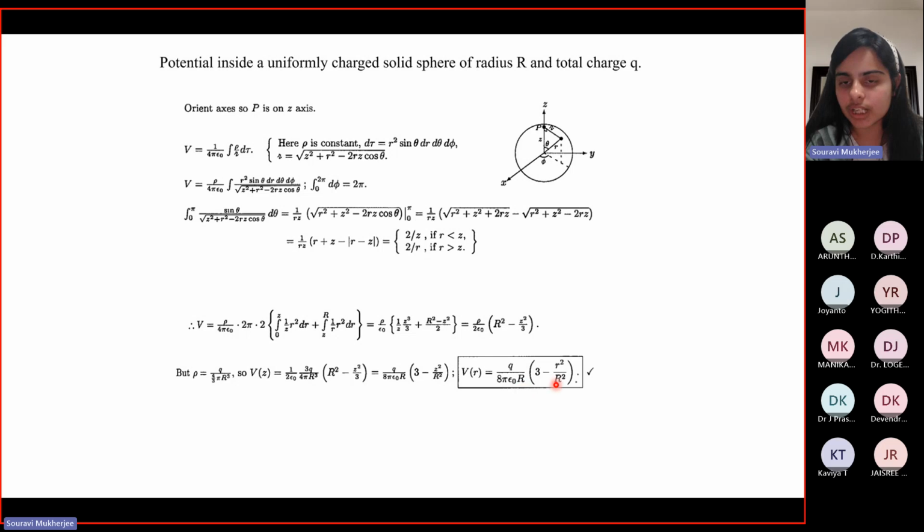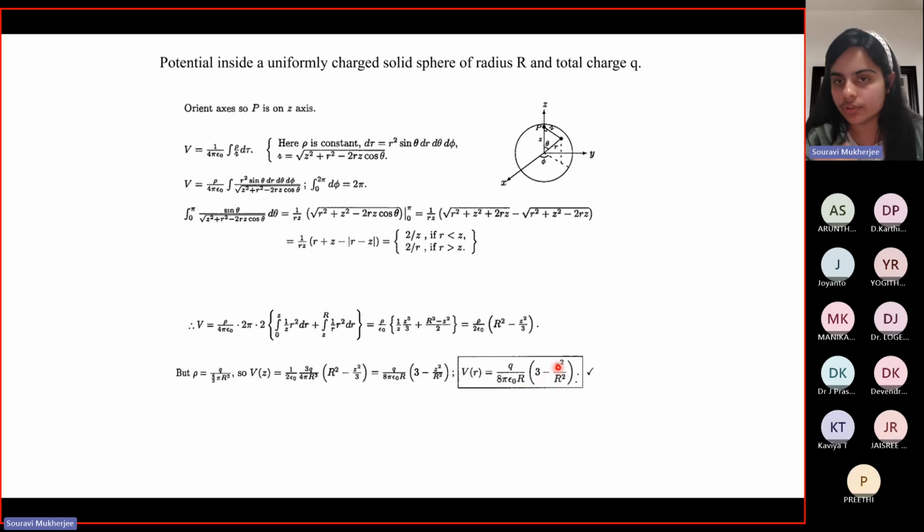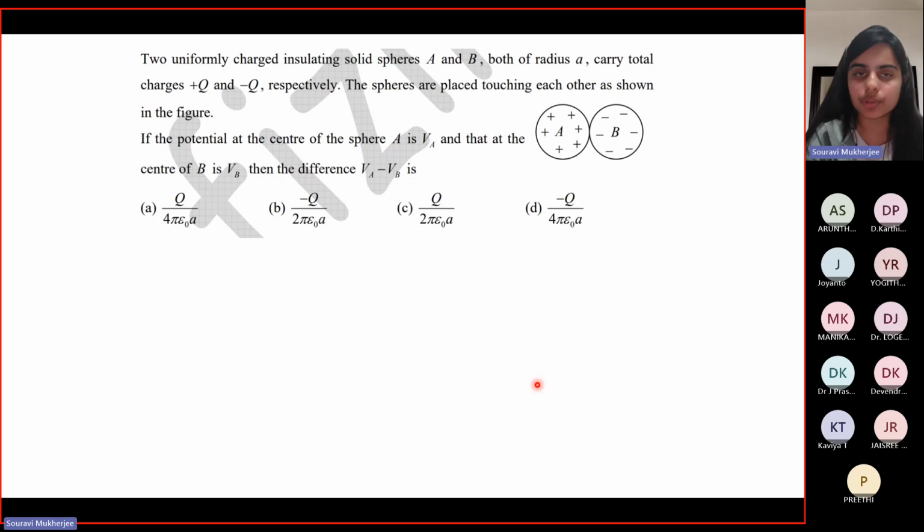And somewhere inside, if you consider the point r equal to 0, suppose at the origin, the center of the sphere, what will be the value? The value will be 3Q by 8 pi epsilon naught R, right? These values come very handy. So for a uniformly charged solid sphere, the potential at the center is 3Q by 8 pi epsilon naught R, and on the surface it is Q by 4 pi epsilon naught R. Anywhere outside, you can consider the total charge enclosed and use Gauss's law to find an expression.